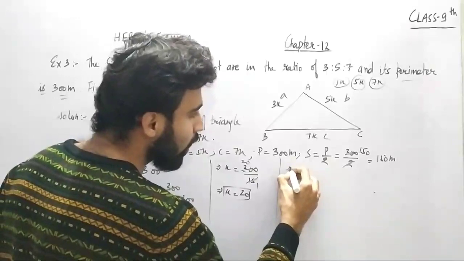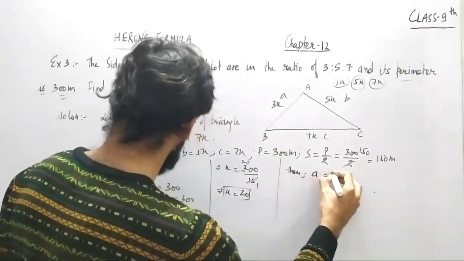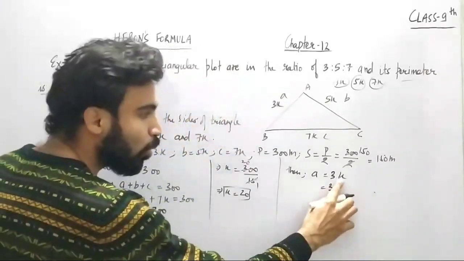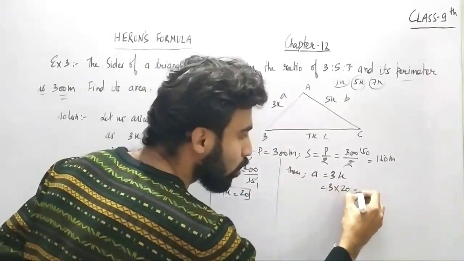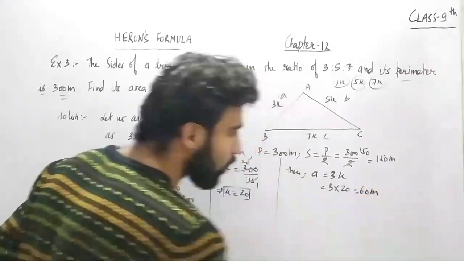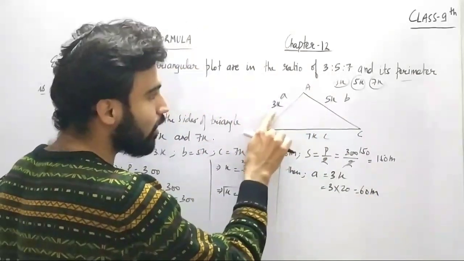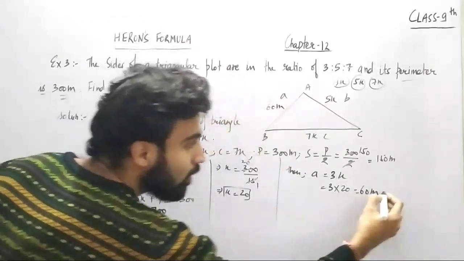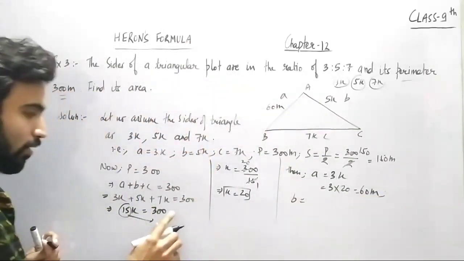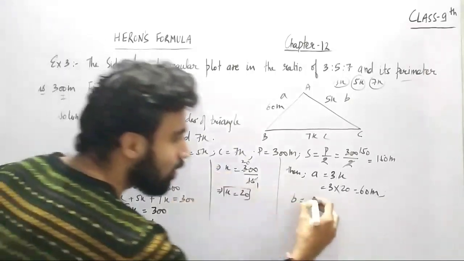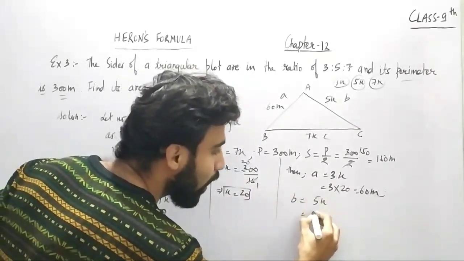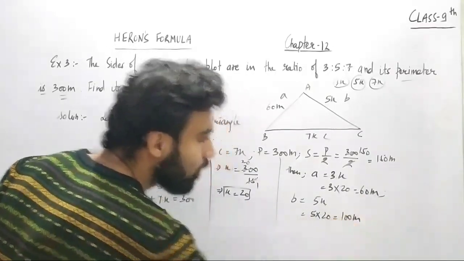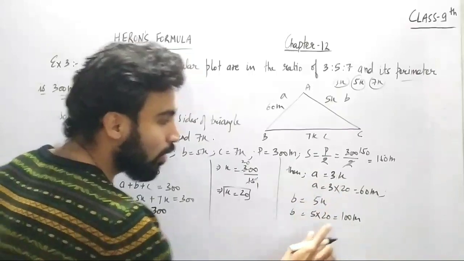So the value of a will be 3x, so 3 into x, and x is 20, so 20 into 3 will be 60 meters. So here you can see 3x, that is this side, comes out as 60 meters. Similarly we will calculate b and c. The value of b is 5x, which means 5 into x. What is x? That is 20. So 20 into 5 is 100. So b is 100 meters.